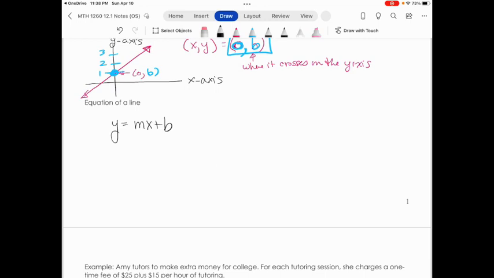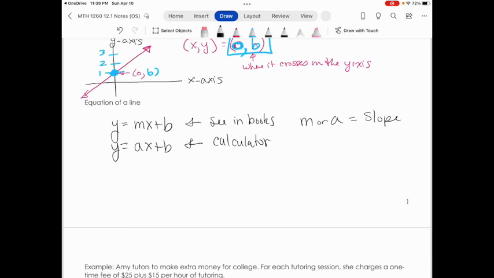Now, when we put this all together, our general form that we're going to be using is y equals mx plus b. This is what we usually see in books. The calculator actually uses ax plus b. But just be aware that the a is the slope. The number that's in front of the x is your slope. So let's write that down. M or a, depending on the notation, is going to be your slope. So that's going to tell you the tilt of the line and the direction. Okay, and b tells you where it crosses the y-axis.